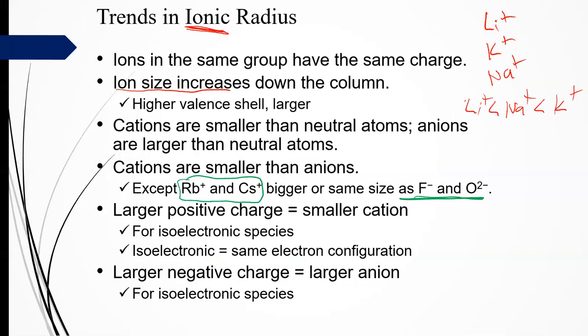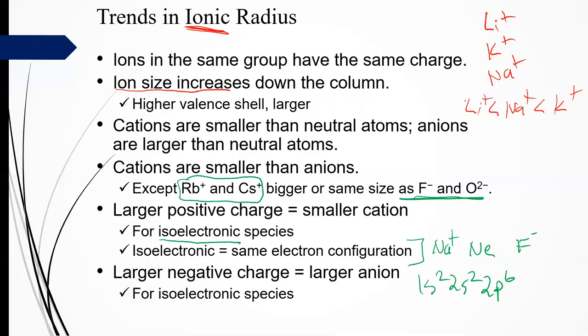Now, the other thing we want to talk about is something that's isoelectronic. Isoelectronic means that they have the same electron configuration. So if we were to talk about neon, neon has the same electron configuration as fluorine minus. It also has the same electron configuration as sodium plus. All of them are 1s2, 2s2, 2p6. So when we're trying to compare our atomic radius, if they are an isoelectronic species, we can still compare them.